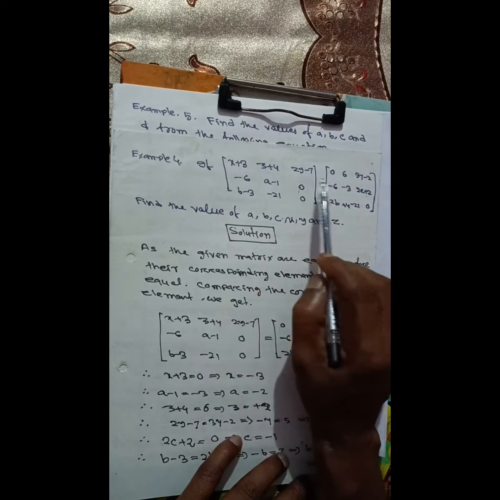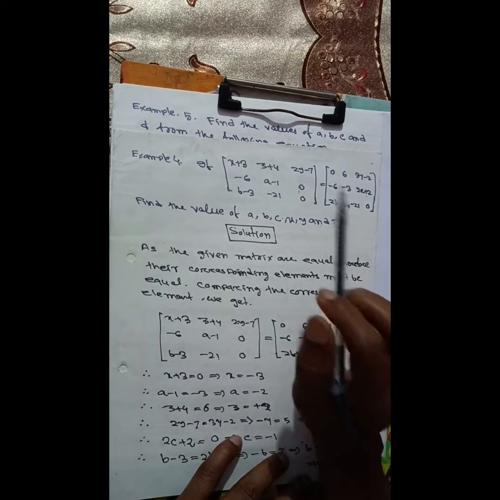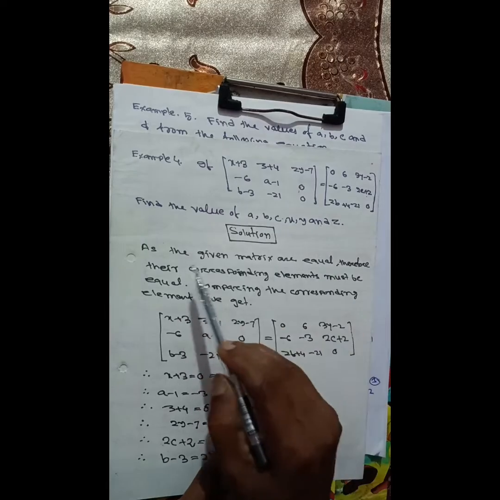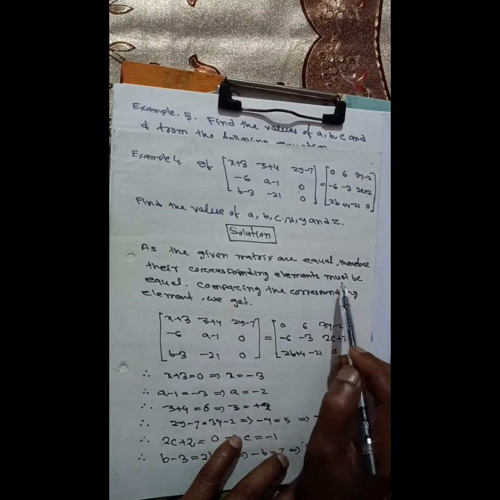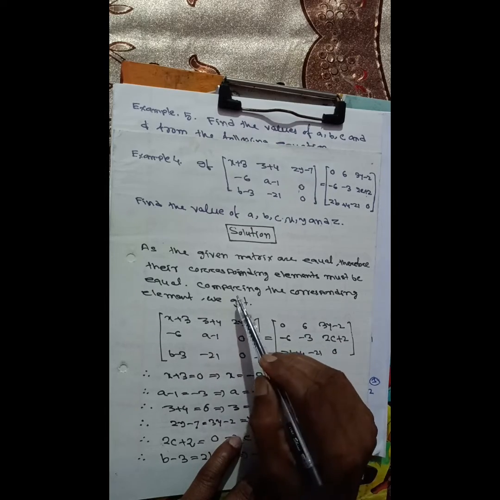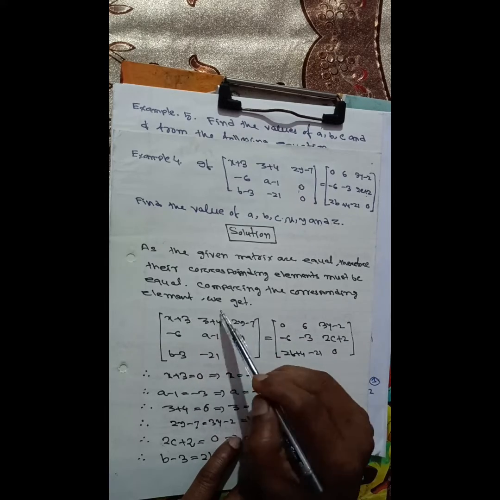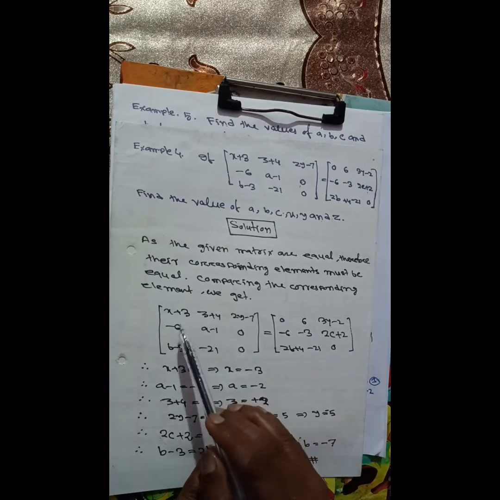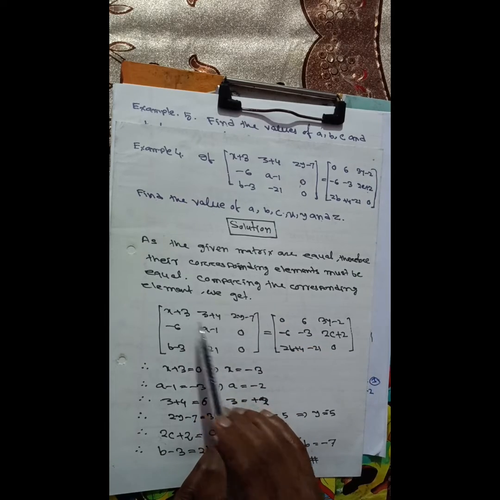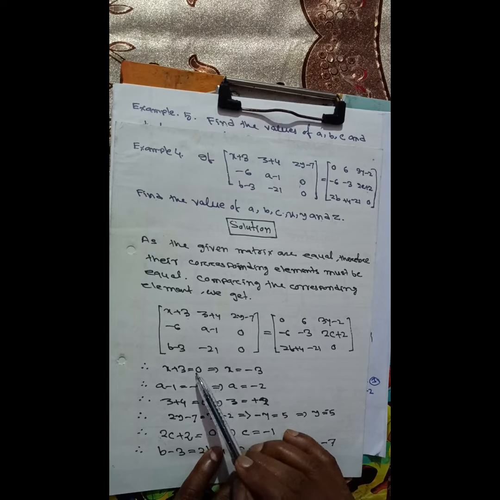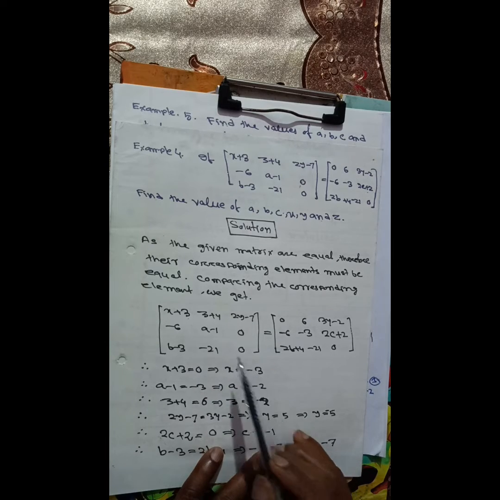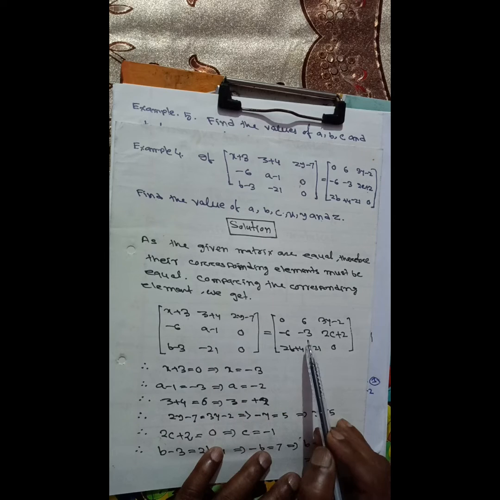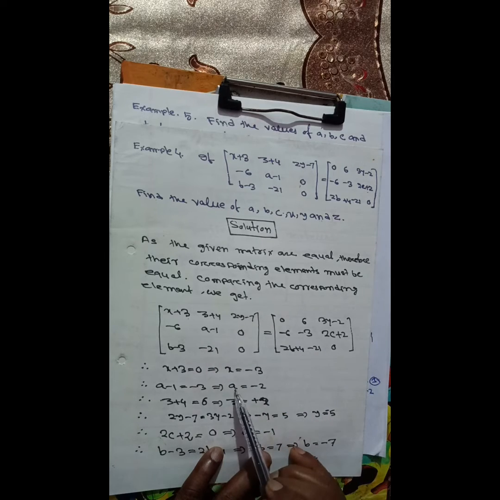So their corresponding elements are equal. Since the given matrices are equal, their corresponding elements must be equal. Comparing the corresponding elements, we get x plus 3 is equal to 0. This implies x is equal to minus 3. And a minus 1 is equal to minus 3. Therefore, we get a is equal to minus 2.